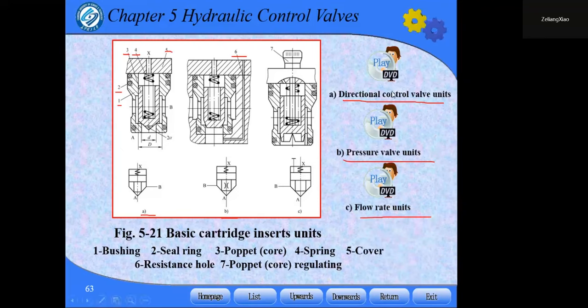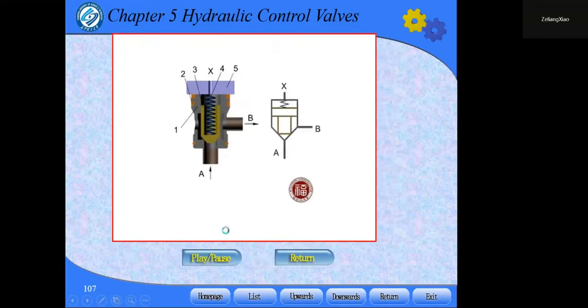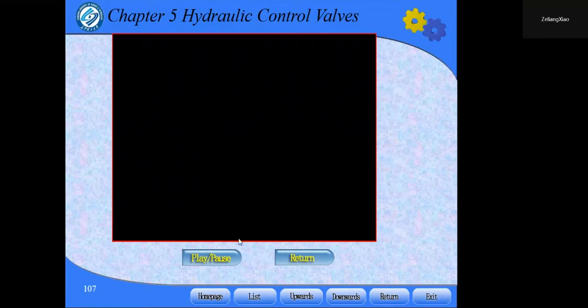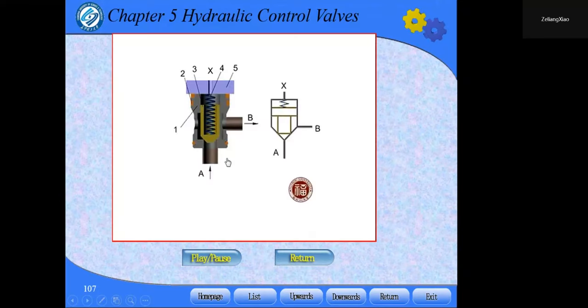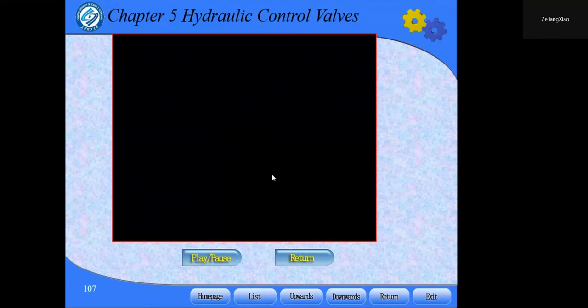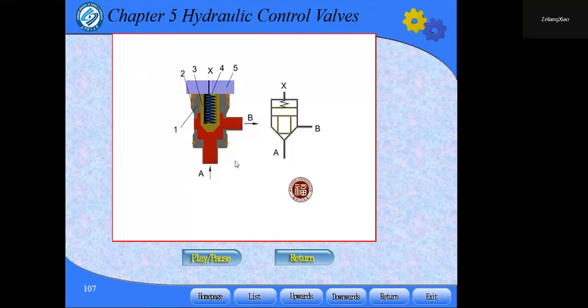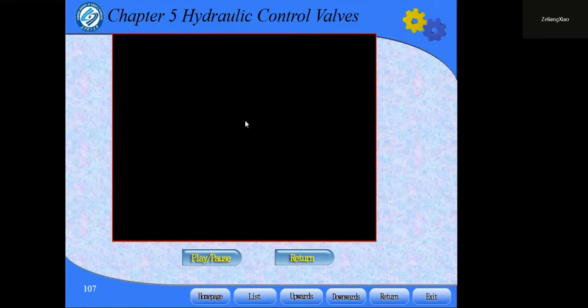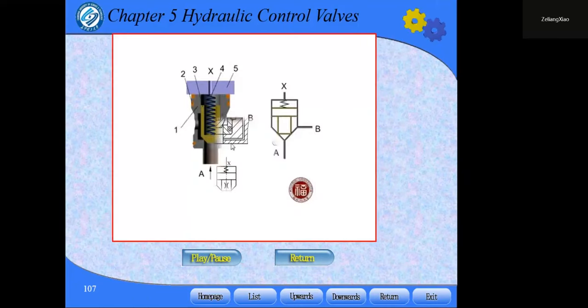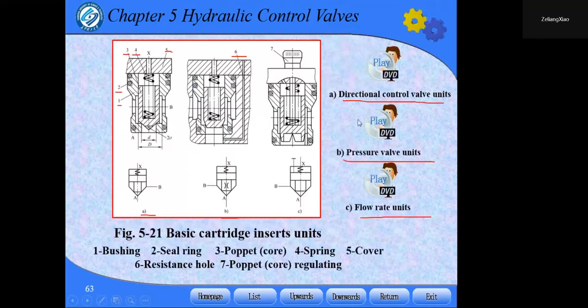One is directional control valves. That's a check valve, a little similar to a check valve for the pressure. The pressure goes back, then goes through, and goes out through the outlet port. So the direction has changed.